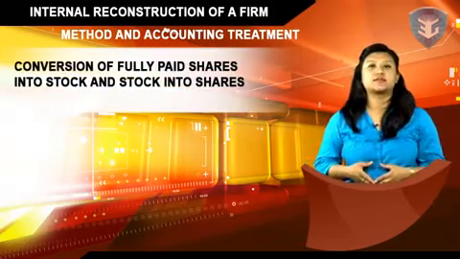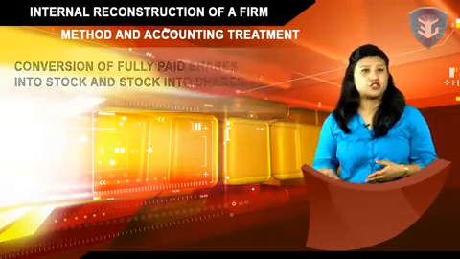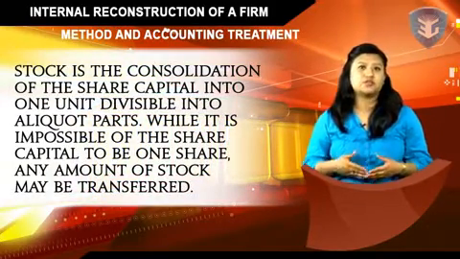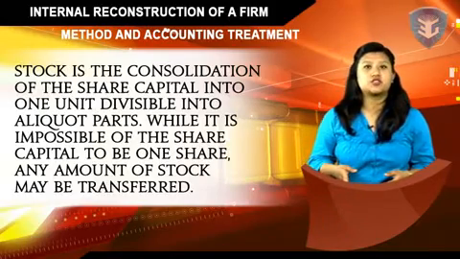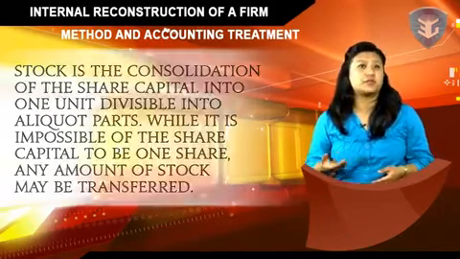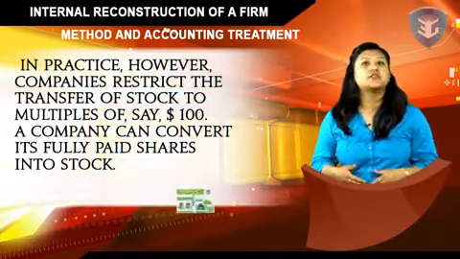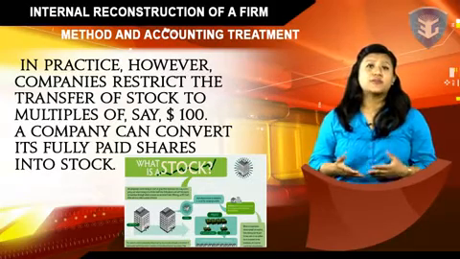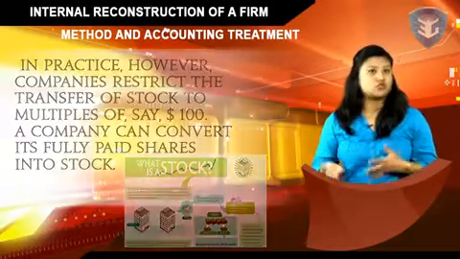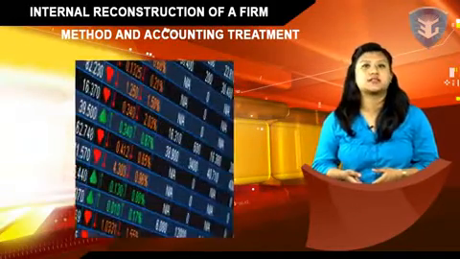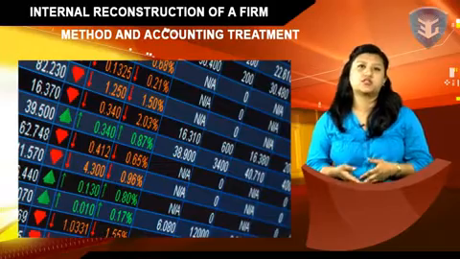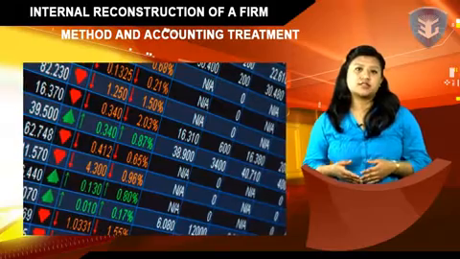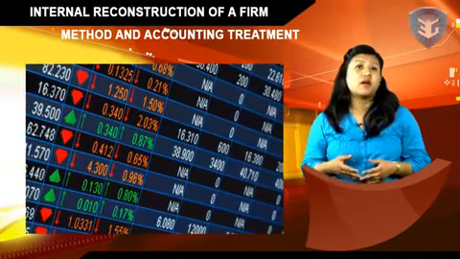Conversion of fully paid shares into stock and stock into shares. Stock is the consolidation of the share capital into one unit divisible into adequate parts. While it is impossible for the share capital to be one share, any amount of stock may be transferred. In practice, however, companies restrict the transfer of stock to multiples of, say, $100. A company can convert its fully paid shares into stock. Upon the company converting its shares into stock, the bookkeeping entries merely record the transfer from share capital account to the stock account. A separate stock register is started in which details of members' holdings are entered and the annual return is modified accordingly.